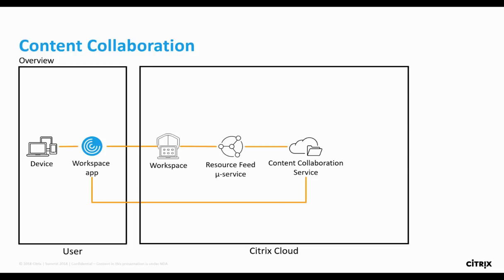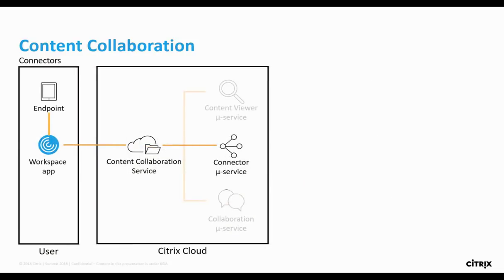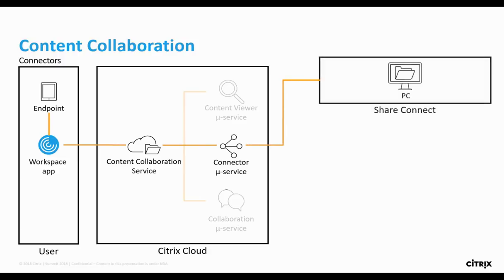Now, to do a lot of this customization, the security and the choices that the users have, we use a set of microservices that the content collaboration service uses. So let's simplify this diagram. Let's dive a little bit deeper into each one of these little microservices. So the first one is the connector microservice. So this is all about accessing content from all the different locations.